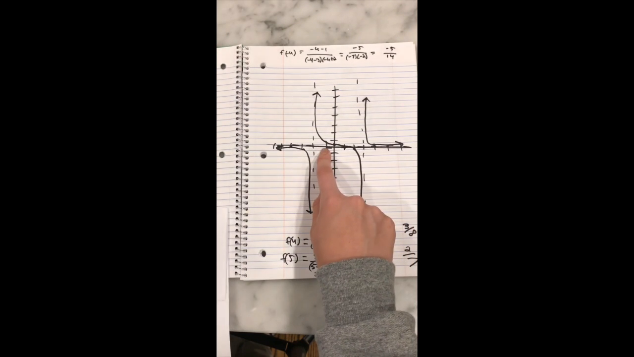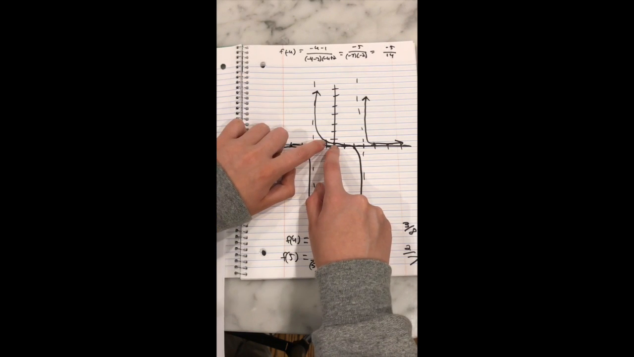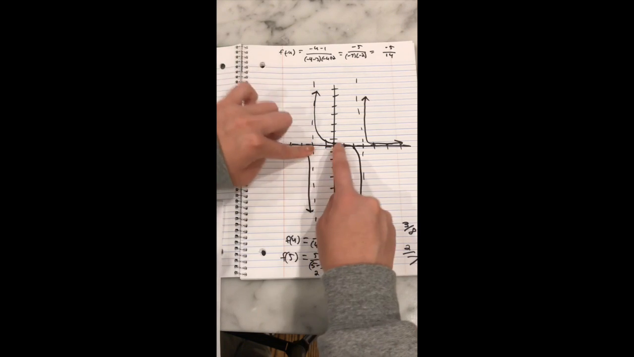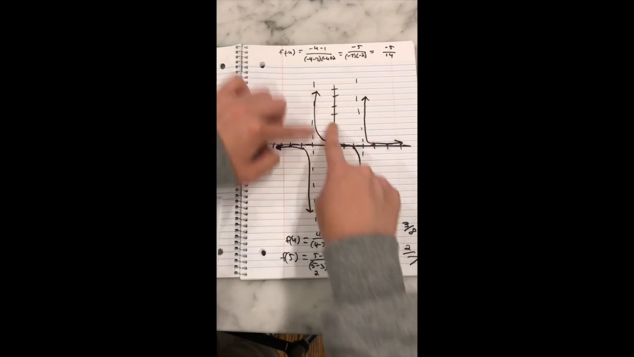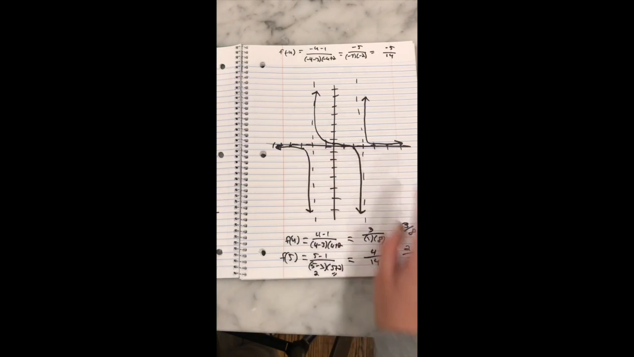So at f of negative 1, y equals 1/2. So we know that if we have these 2 points, it can't cross over this horizontal asymptote, can't cross this vertical asymptote. So it's going up and infinitely approaching this vertical asymptote, as well as infinitely approaching this one as well.